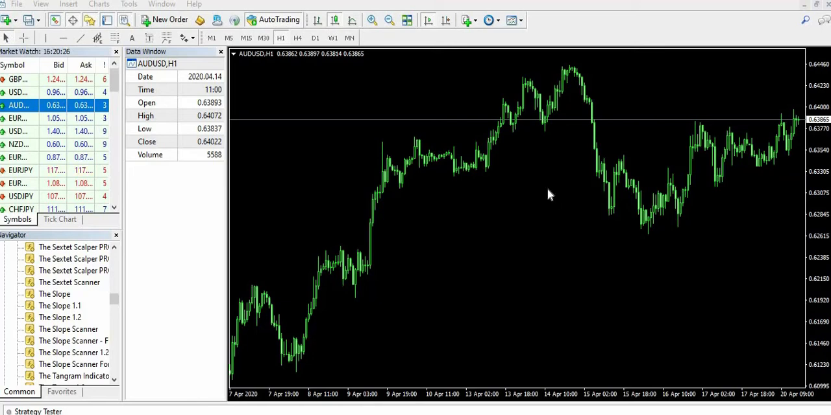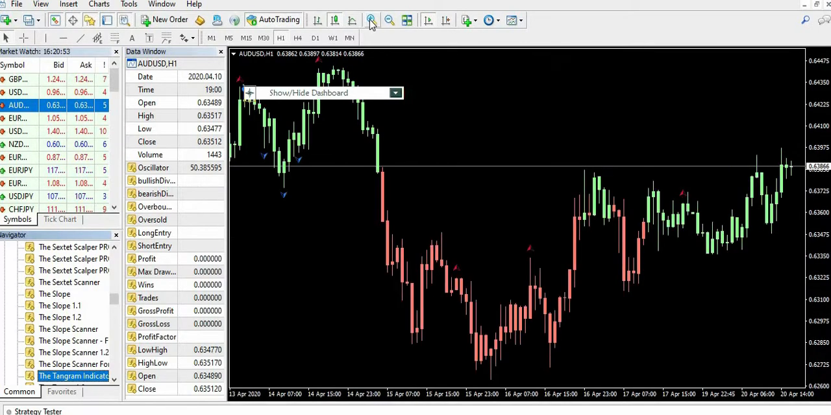Hello everyone. This video is going to be an introduction to the Tangram indicator. It's my latest indicator, which I have launched today on the market. I'm going to talk a little bit about what it is, and then I'm going to show you how it works so you could benefit the most from it. So first of all, I'm going to launch it on the chart.